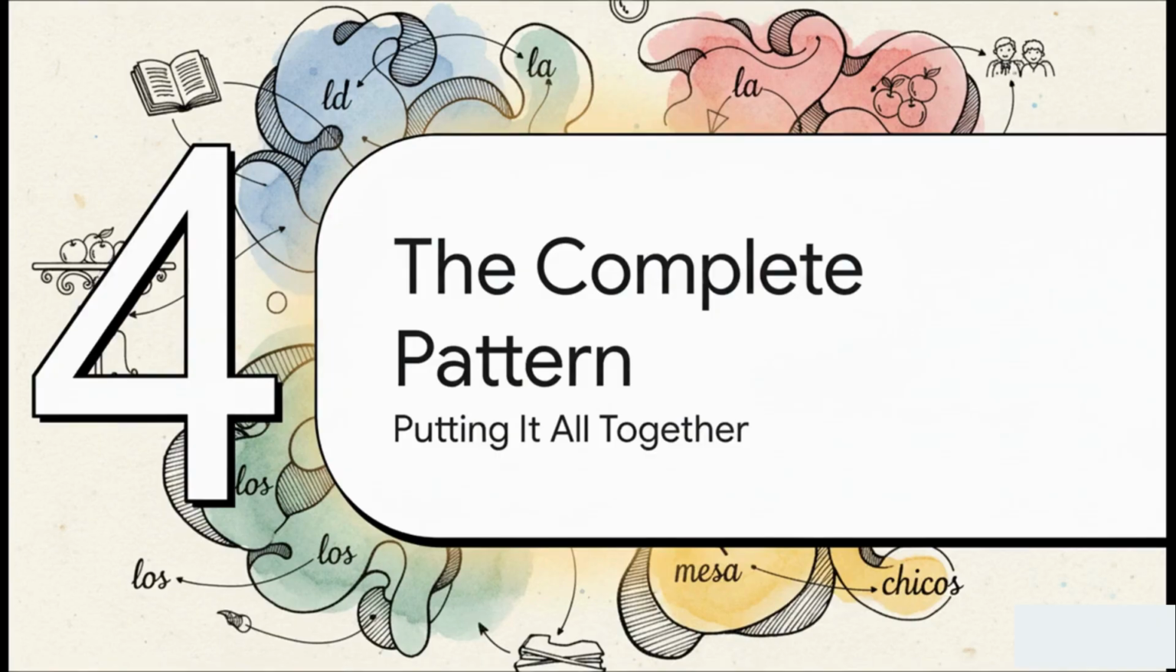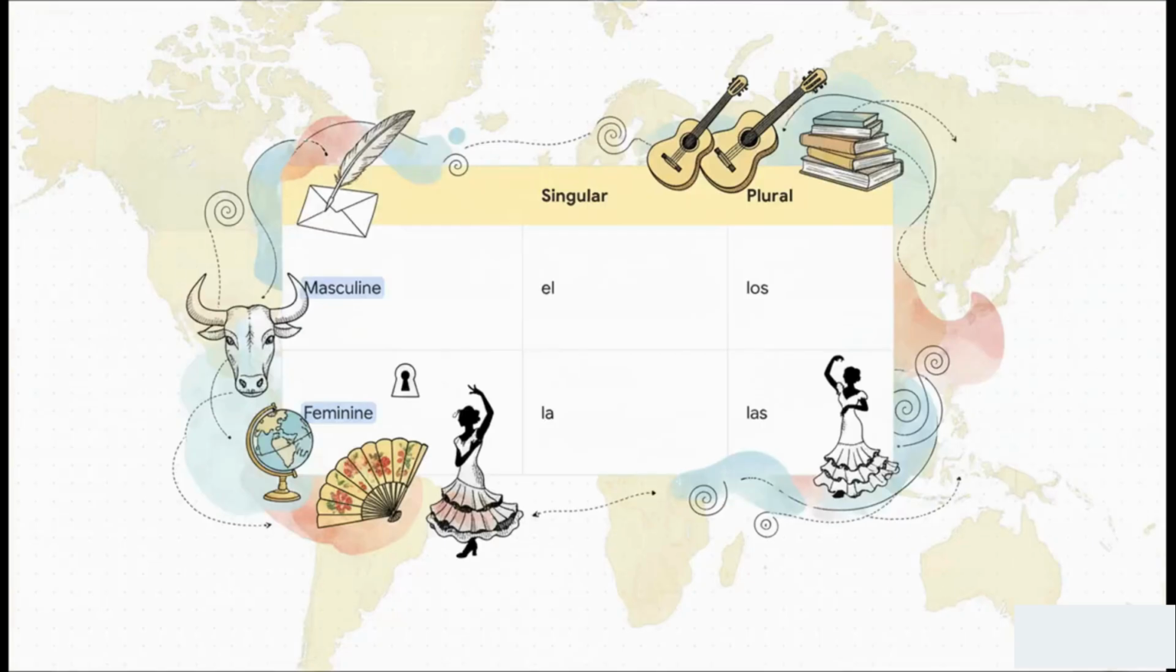But now for the best part. Let's put this all together and look at the complete pattern. This is where you get that aha moment. And here it is. This is where it all just clicks into place. Look at this simple grid. Everything is perfectly organized by gender and number.